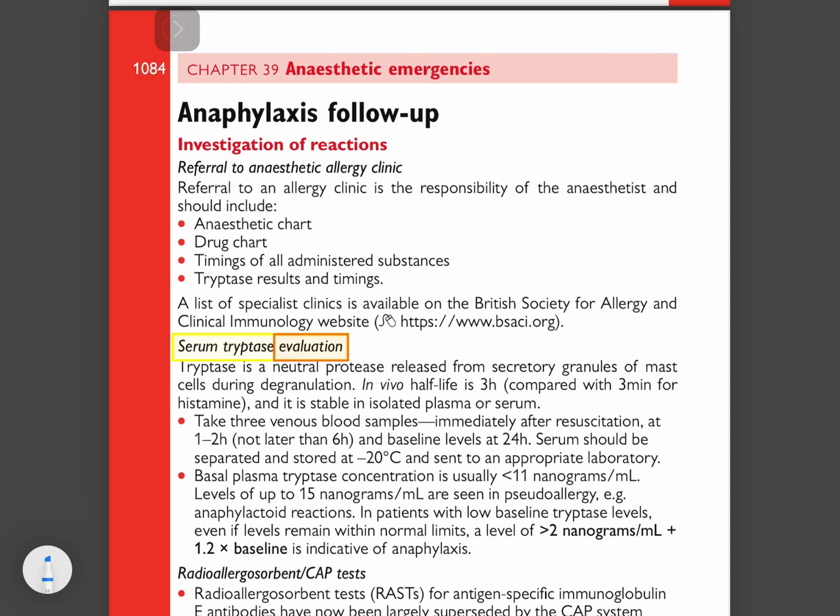Serum tryptase evaluation. Tryptase is a neutral protease released from secretory granules of mast cells during degranulation. In vivo half-life is 3 hours, compared with 3 minutes for histamine, and it is stable in isolated plasma or serum. Take 3 venous blood samples: immediately after resuscitation, at 1-2 hours, not later than 6 hours, and baseline levels at 24 hours. Serum should be separated and stored at -20 degrees Celsius and sent to an appropriate laboratory.